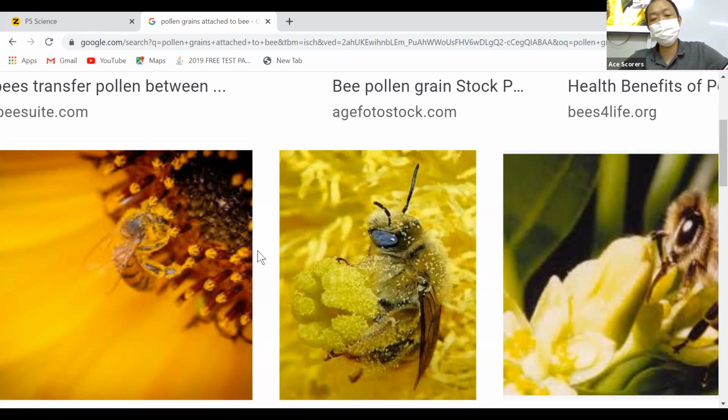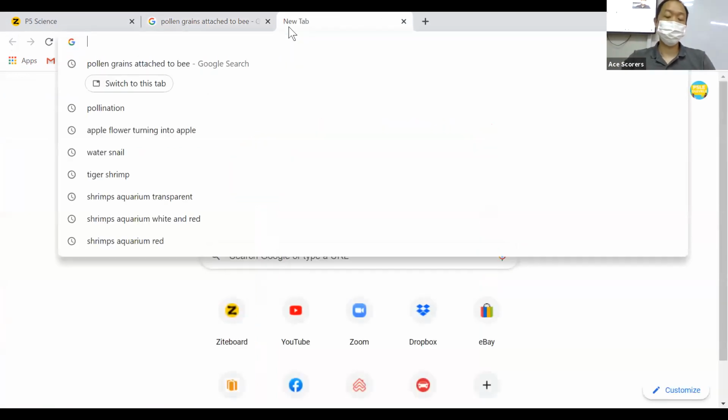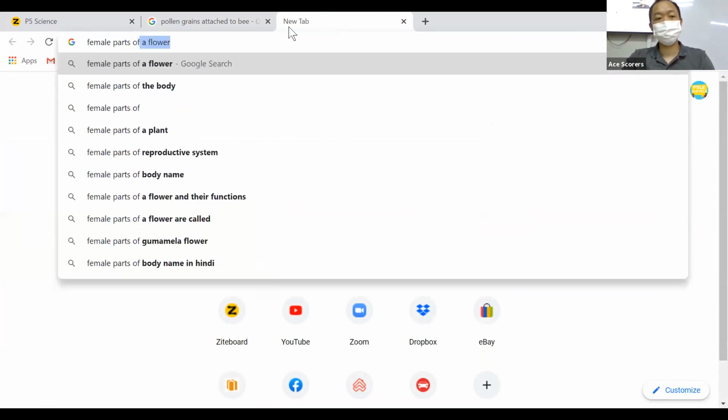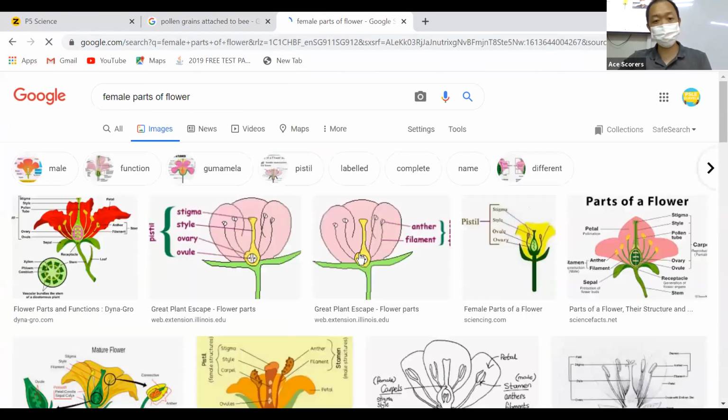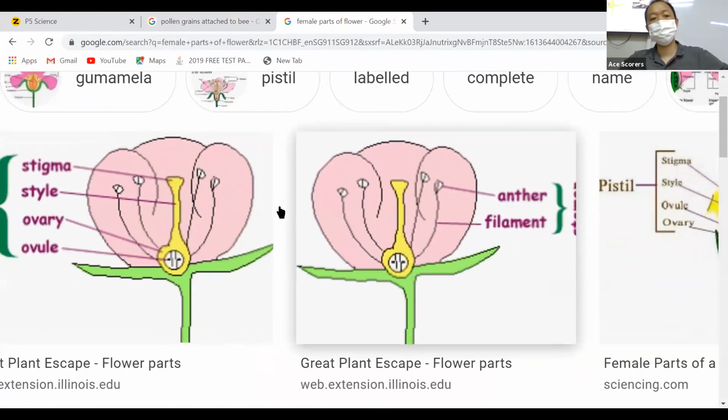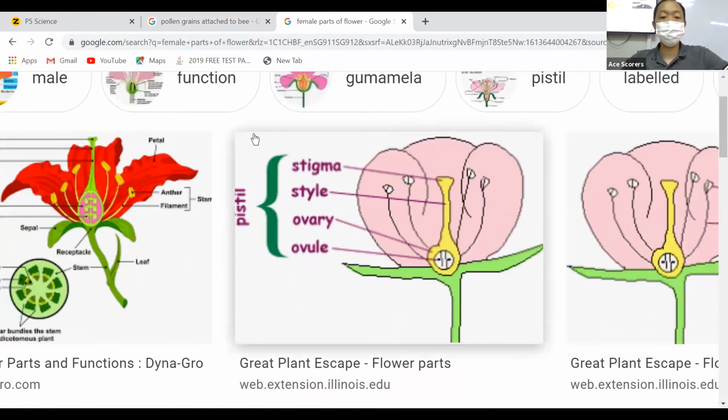So anyway, the bee will fly to another flower. And of course, when it flies to another flower, it will shake some of the pollen grains away, and some of it will drop into the female parts. What are the female parts of the flower again? Stigma, style, ovary, and ovule. So the female parts are the stigma, style, ovule. The bee comes here, some of the pollen grains drop inside, go inside here and will fertilize.